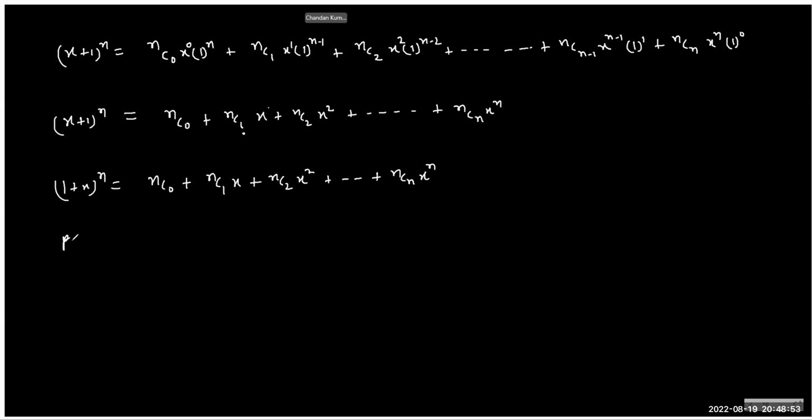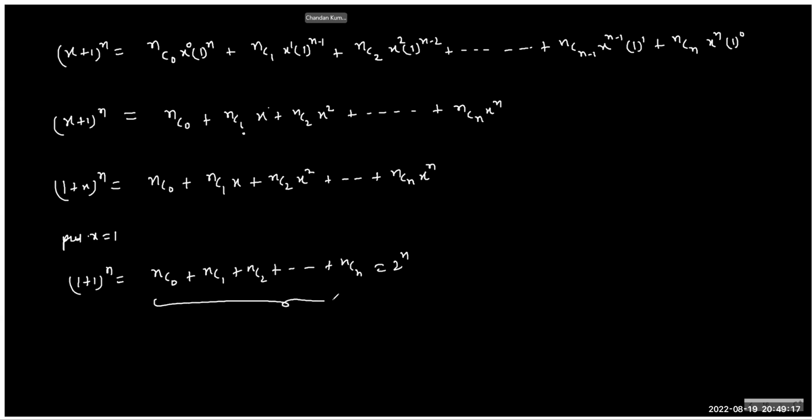Okay, if I put x equals to 1, what will I get? (1 plus 1) power n, and every x will vanish. Now we have only coefficients. So the sum of binomial coefficients is always equal to how much? The sum of binomial coefficients is always equal to 2 to the power n. Understood? You know why? Because again, there's a logic for it.